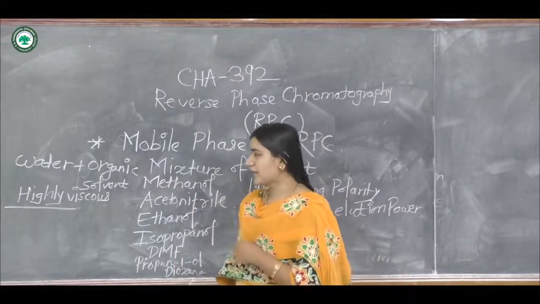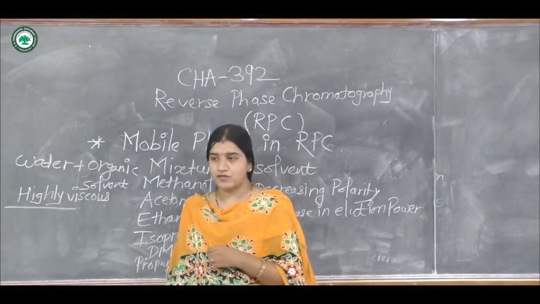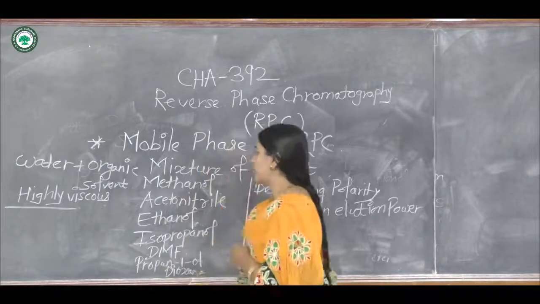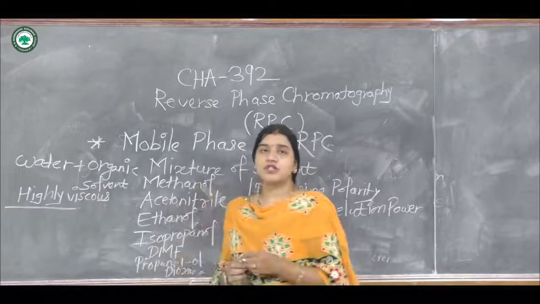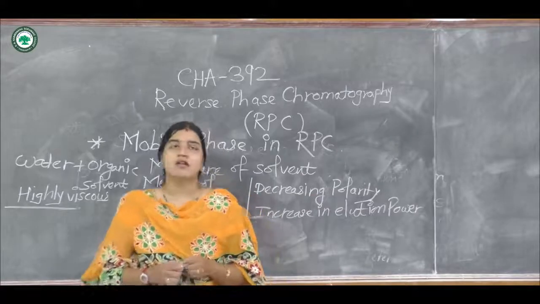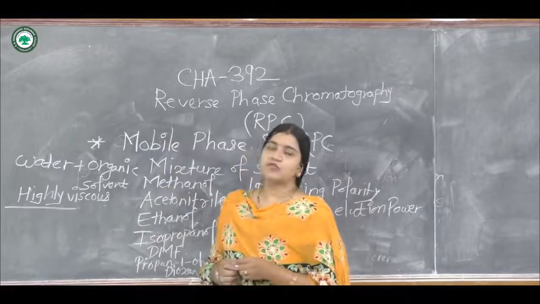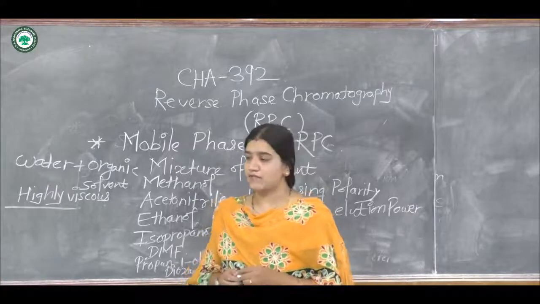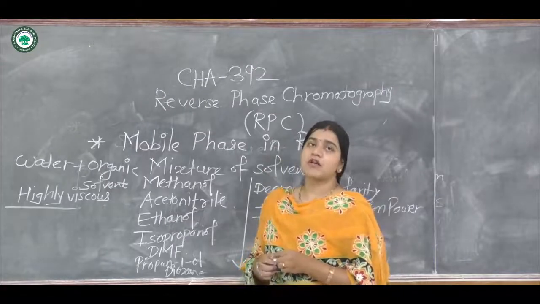So as far as gradient elution is involved, the viscosity plays an important role. Less viscous solvents are more preferable, but in this case you are using different types of organic solvent along with water. So the mixture of water plus organic solvent will form a highly viscous mixture, or it is having a high viscosity. As compared to the pure compounds, these water plus organic solvent mixtures have a high viscosity.